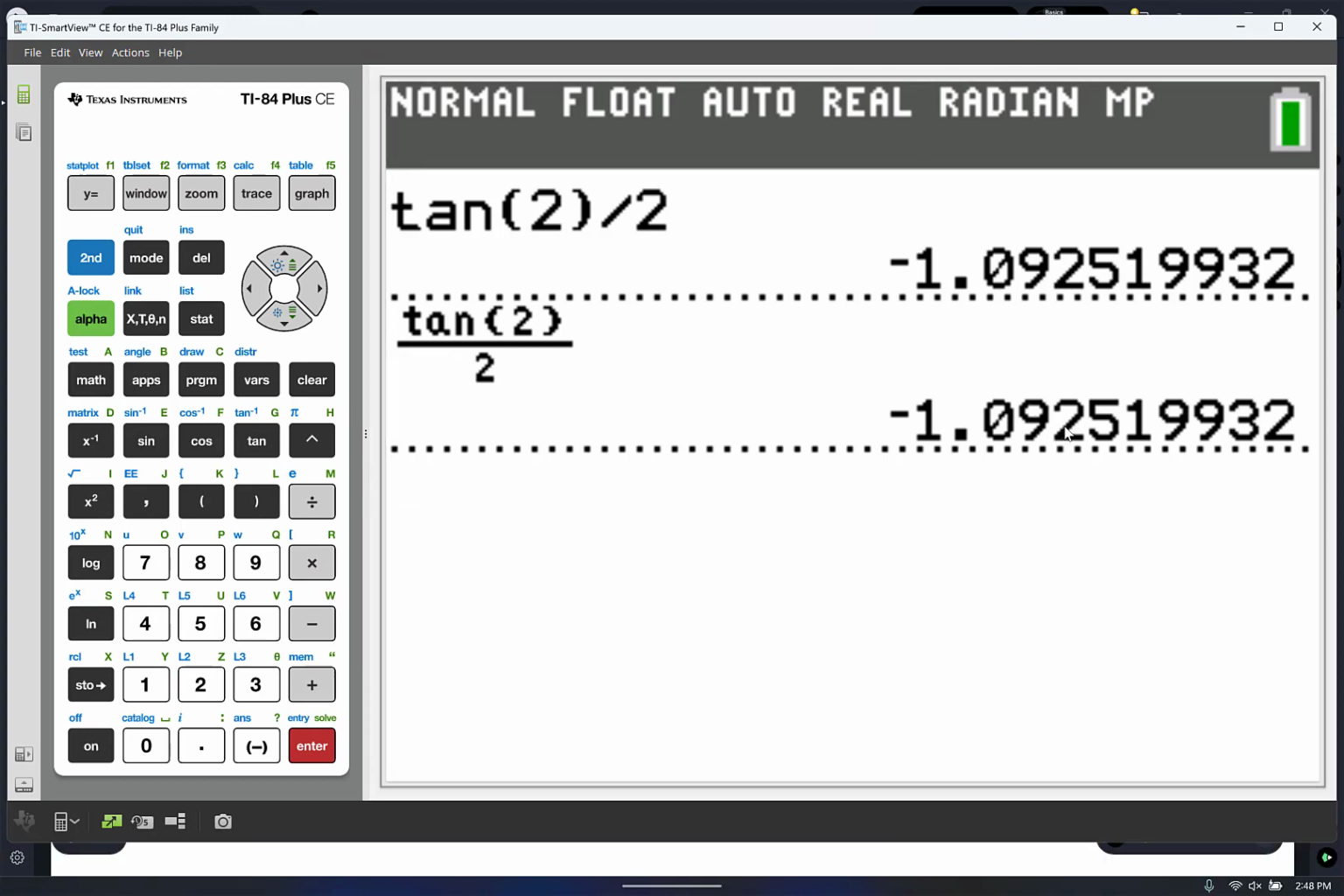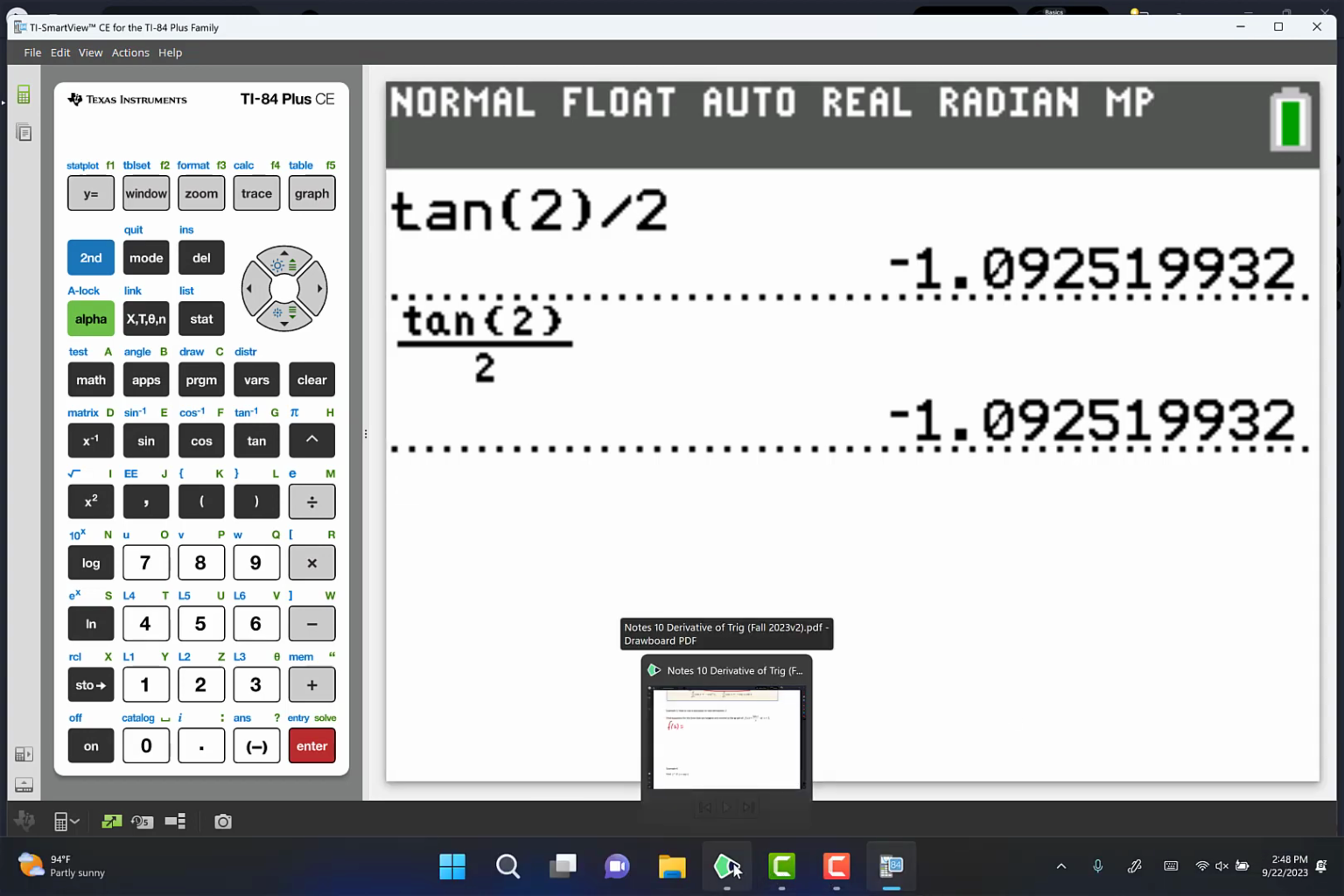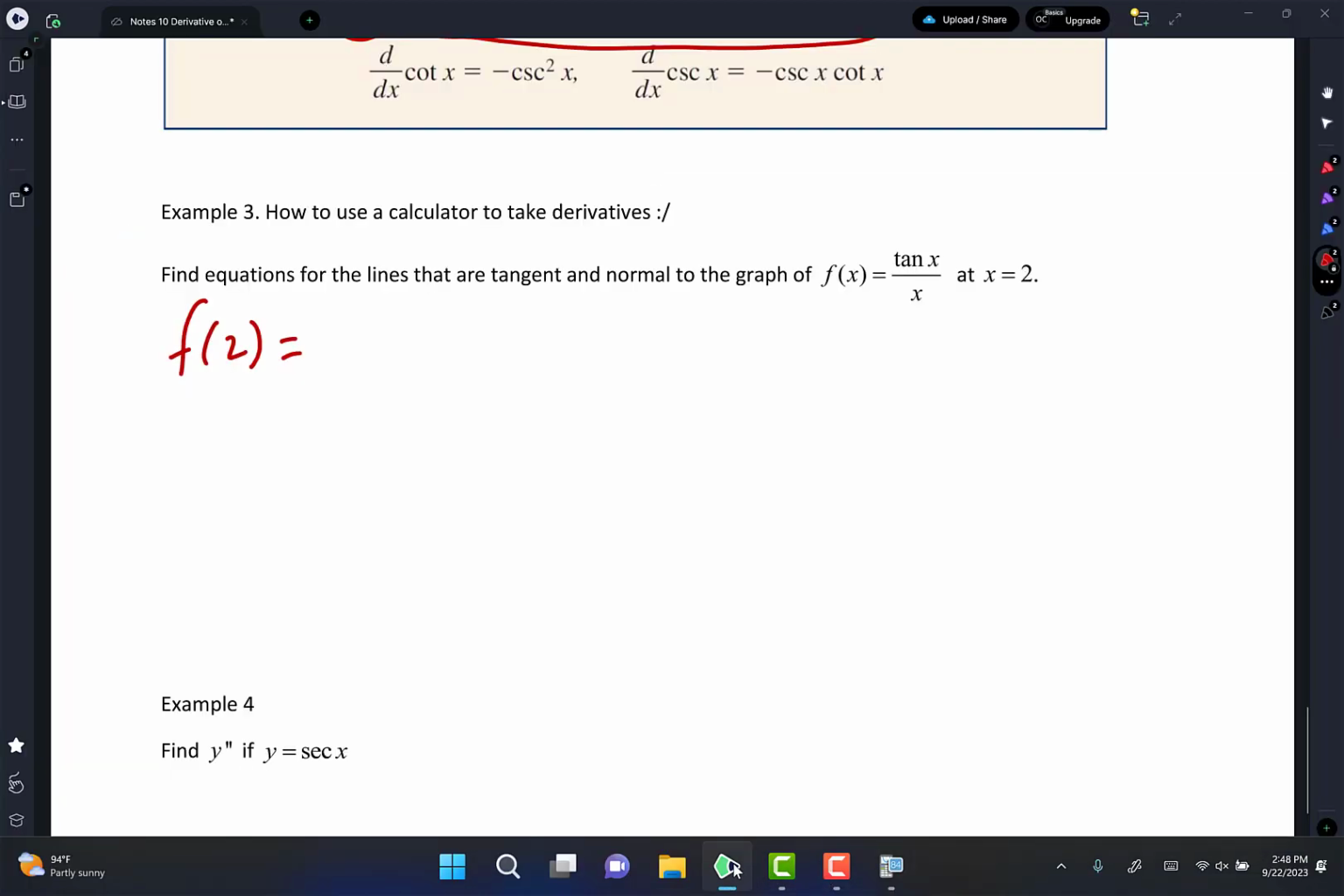Okay, let's use always, always, always, unless otherwise told, at least 3 digits after the decimal. I'm going to put the first 4. The more, the better. Negative 1.0925. So here's my point: 2 comma negative 1.0925.